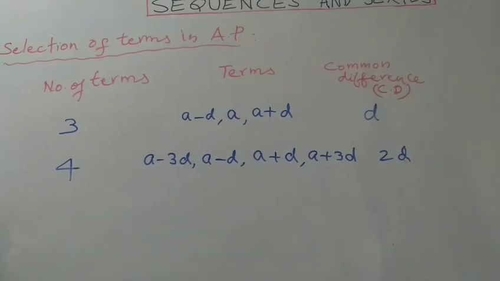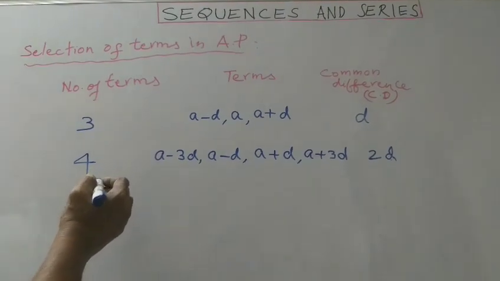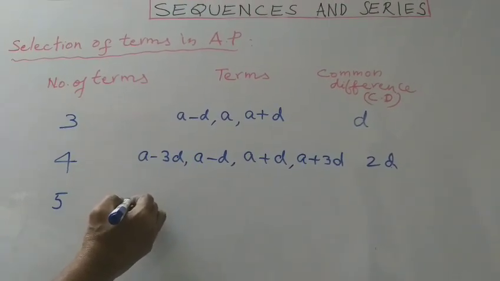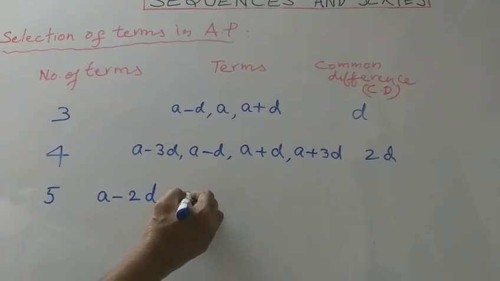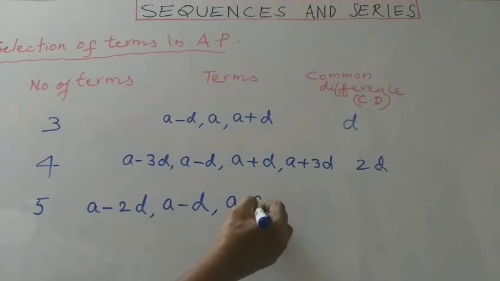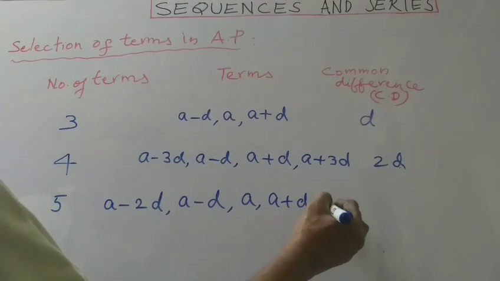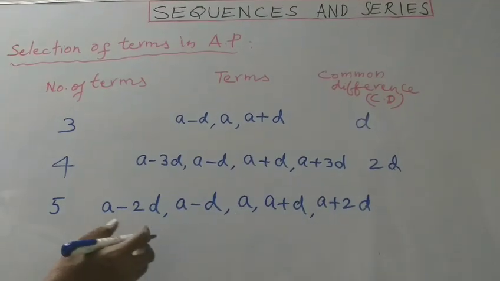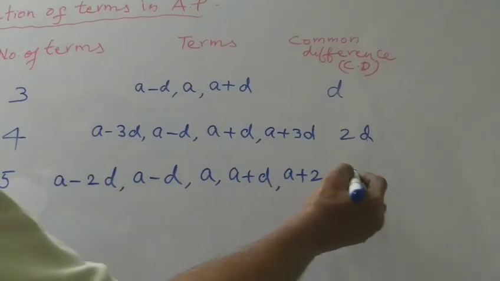And next one, number of terms 5. The 5 terms are a minus 2d, a minus d, a, a plus d, a plus 2d. The common difference between any 2 terms in this also is d.